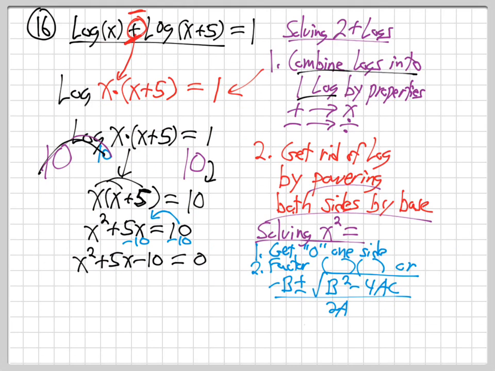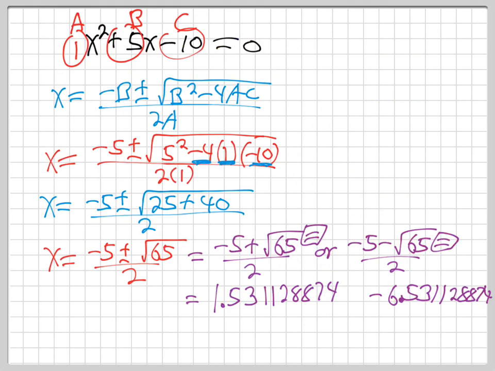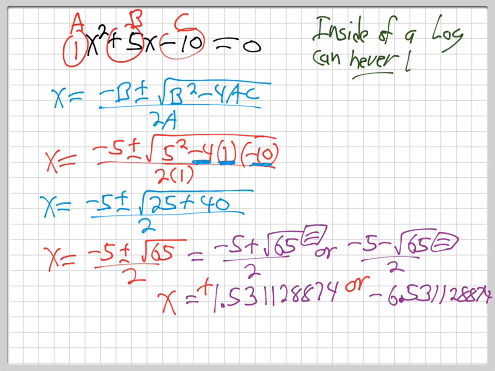Well, we go back to the original problem. See how we have log x here and x plus 5 there? We're saying x is this, or x is that. We get two answers for x. It's the positive 1.53 whatever, or the negative. Well, here's a special rule you need to know about log answers. The inside of a log can never be 0 or negative.